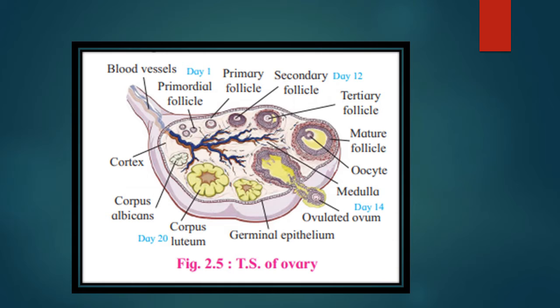This is the TS of ovary showing blood vessels and the cortex and the medulla, the tiny small primordial follicles, which develop into primary follicles, after that converted into secondary follicle, then to tertiary follicle, and then developed into a mature Graafian follicle. And the ovulation takes place on day 14, and then this is converted into corpus luteum, then corpus albicans.